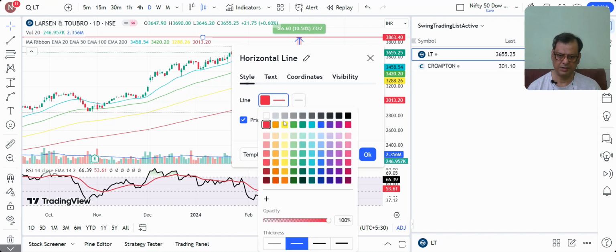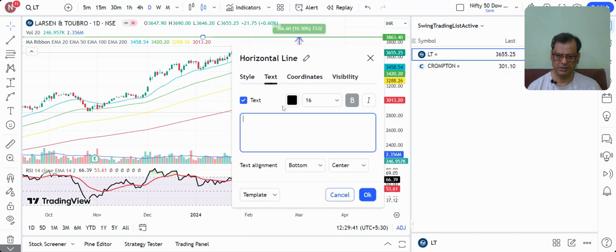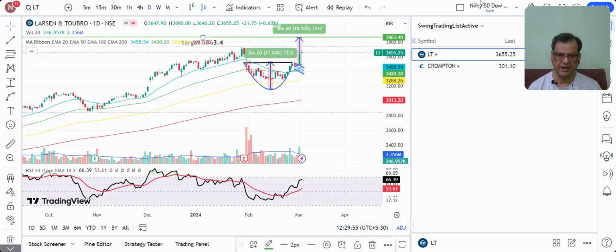I'll make it text, target 3863.4. This is just for your understanding: the target is the price from the bottom of the cup to the neckline. This is called the neckline. This is the handle. Now you have to take this as your target.